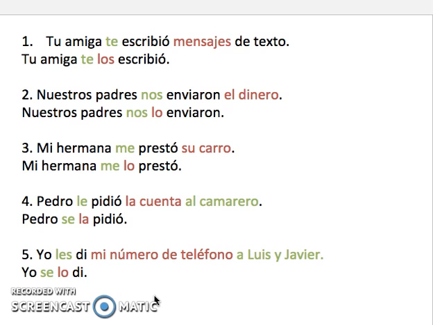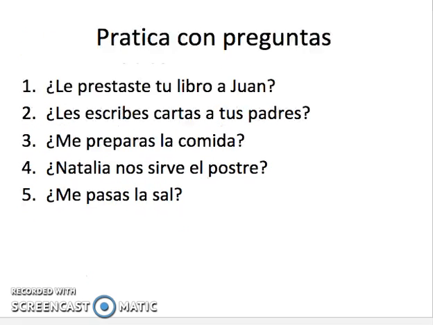5. Yo les di mi número de teléfono a Luis y Javier. So I give my number to Luis and Javier. So yo se lo di. Same thing. We cannot have les lo, so we're going to have se lo. Muy bien. Ahora vamos a practicar con preguntas, okay?